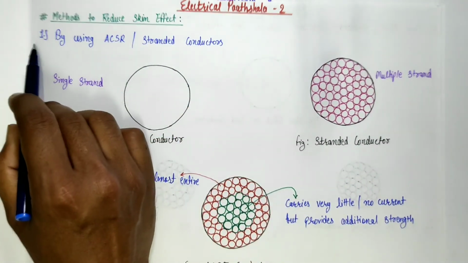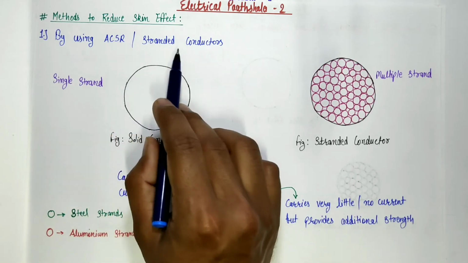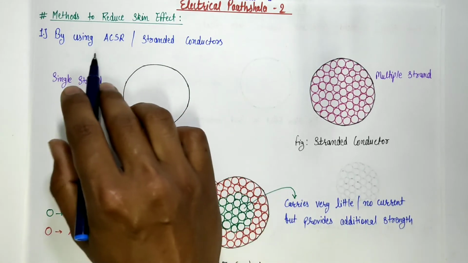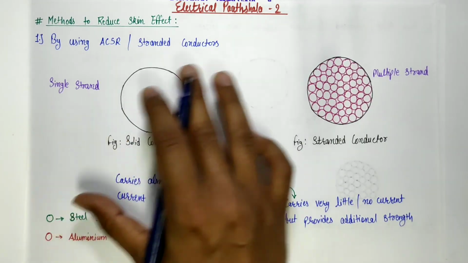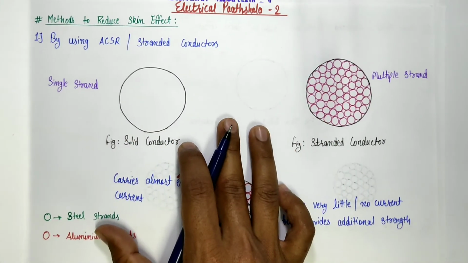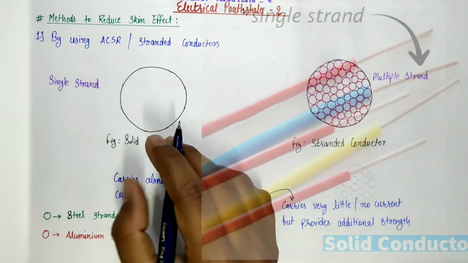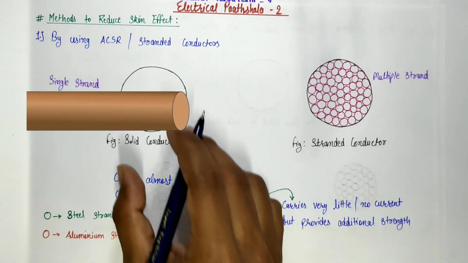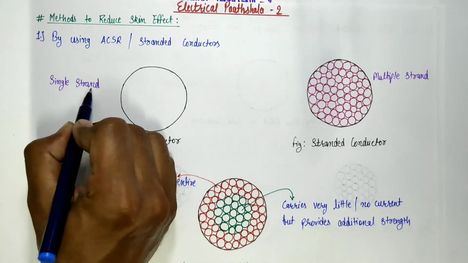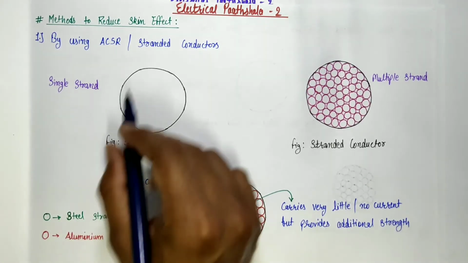So the first method is by using ACSR and stranded conductors. Now what are ACSR and stranded conductors? Let's know that. First of all guys, we will study three types of conductor in this section. The first one is solid conductor. Now what is a solid conductor? Solid conductor is a single strand cable. In solid conductor there is only a single strand of the same material. So this is your solid conductor.